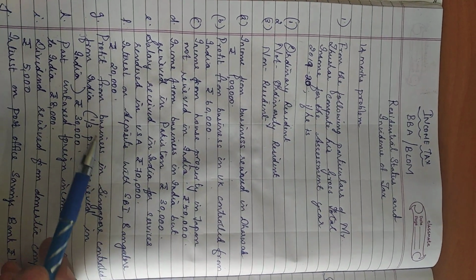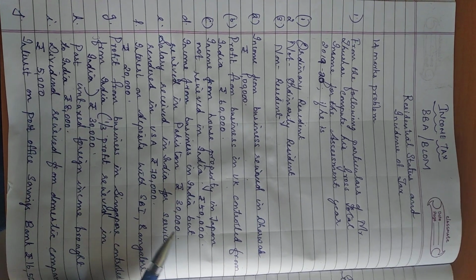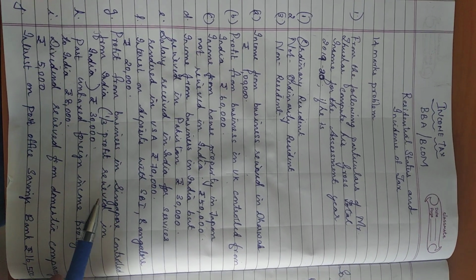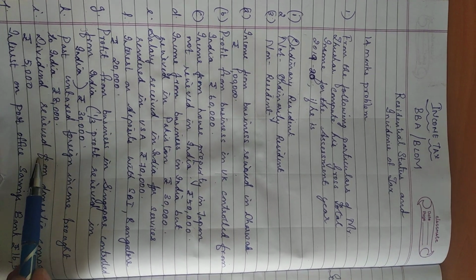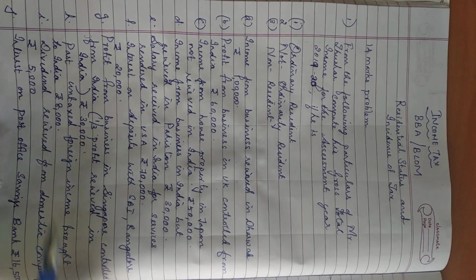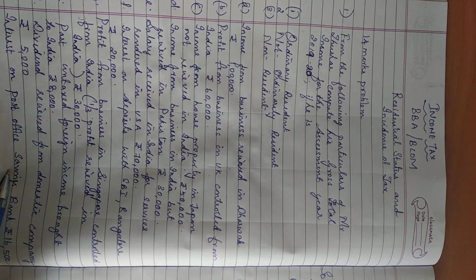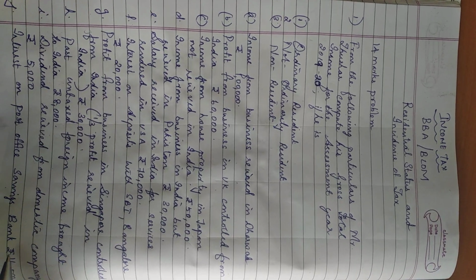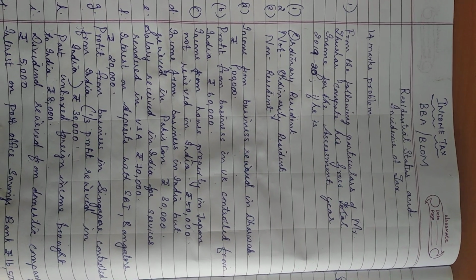They can change the fractions, one-third or one-fourth, or half. These are the ways they will give it for your 14 marks. Now, past untaxed foreign income brought to India, this is purely exempted. Dividend received from domestic company, it is exempted. Then interest on post office savings bank, usually it is exempted, but here the amount is going to 16,500. I'll tell in this video how it has to be taken.